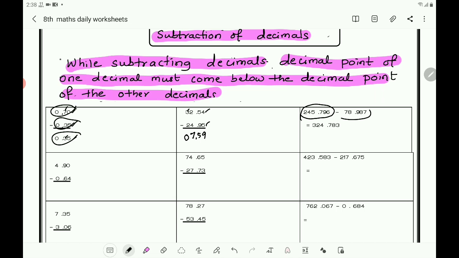Then next you take 245.796 minus 78.987. Here you take one number below the other in such a way that the decimal point comes one below the other. How will you write? Write 245.796 minus 78.987. Here the decimal point must be one below the other.